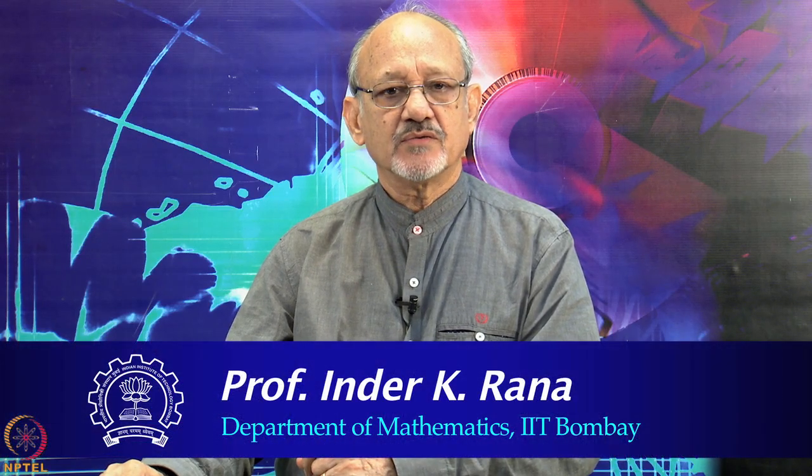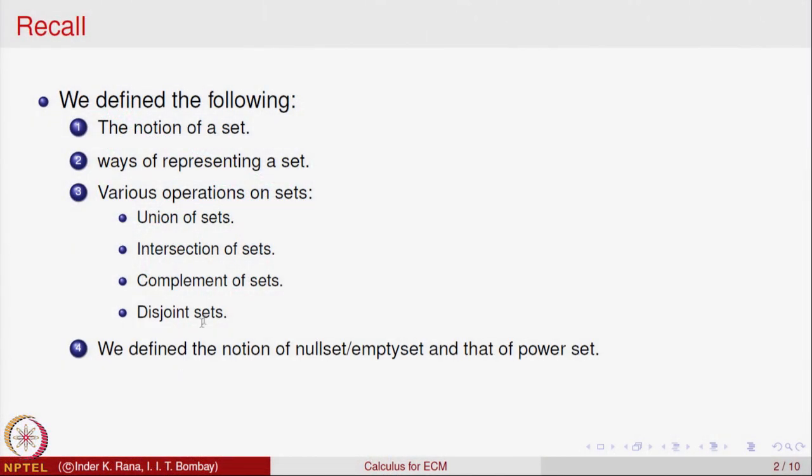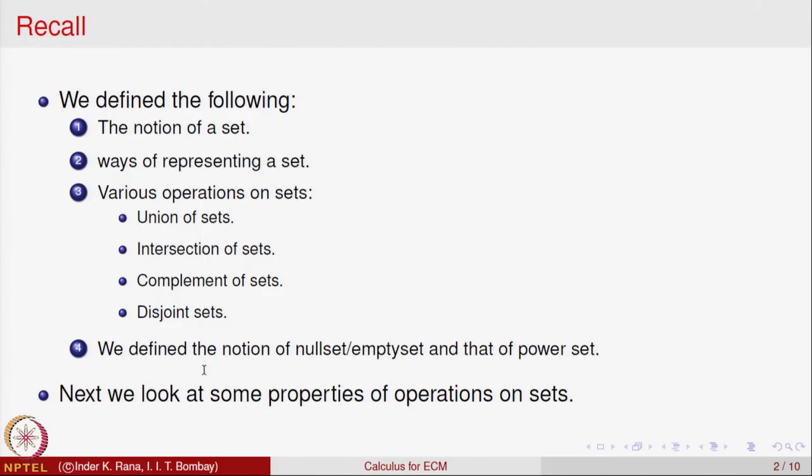So, welcome to today's lecture. Let us just recall what we had done last time. We had defined the notion of a set. We had defined various ways of representing a set. We had looked at various operations on sets. Some of them we mention again: union of sets, intersection of sets, complement of a set, and the notion of disjoint sets. Let us just do some of the things that we didn't do last time.